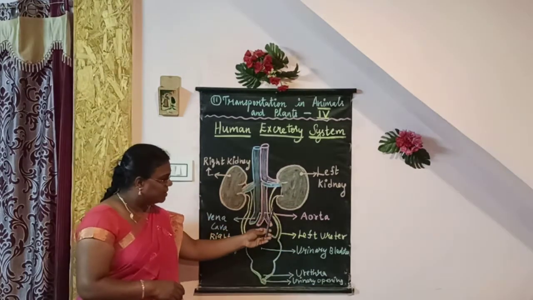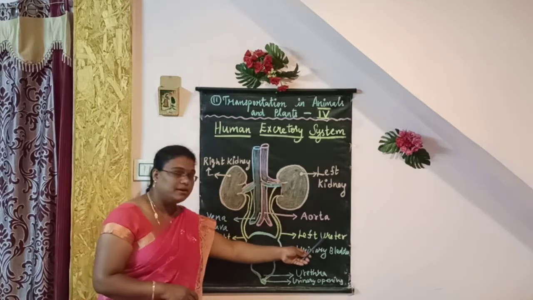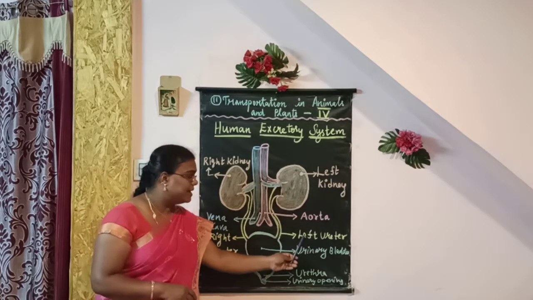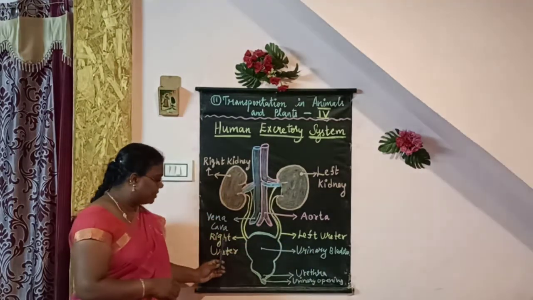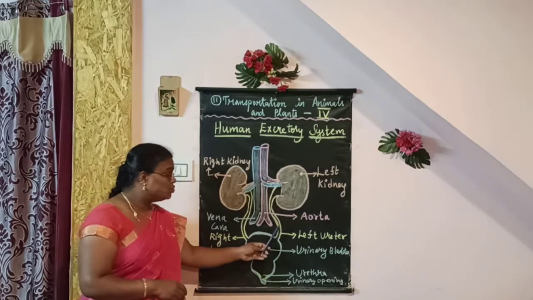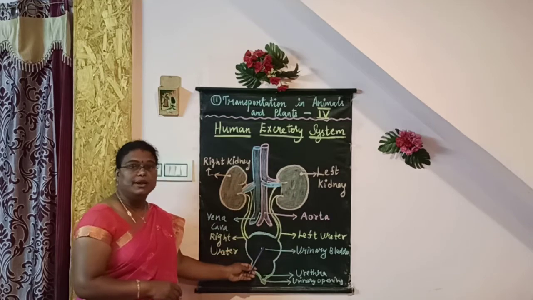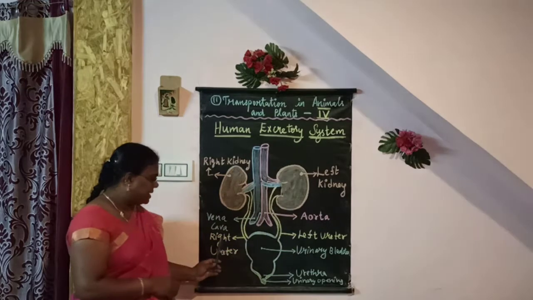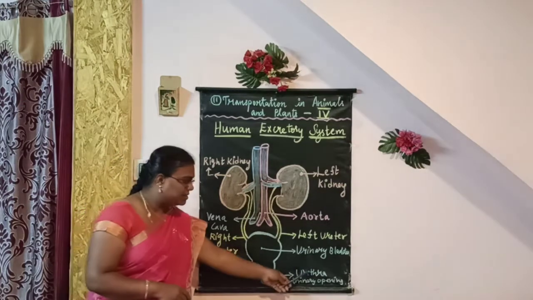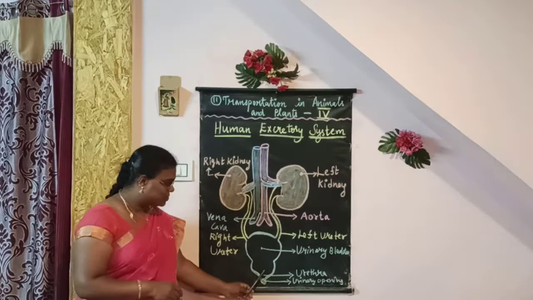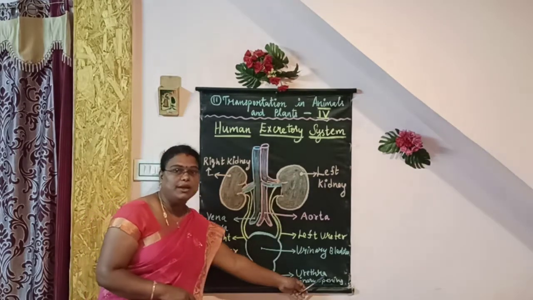And see this one, a tube-like structure, is called the ureter. There are two ureters, the left ureter and the right ureter. These tube-like structures connect the kidney and the urinary bladder. And see, this is the urethra. The urethra is a muscular tube which ends in an opening called the urinary opening.